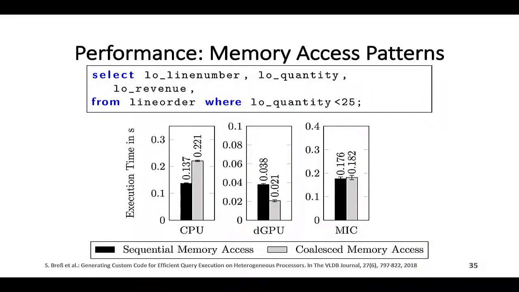Just to give you an intuition of the impact on performance: if we compile a very simple SQL query to executable code and use once the sequential memory access pattern and once the coalesced memory access pattern, what we can see is that on CPUs, the sequential pattern outperforms the coalesced memory access pattern by a factor of 2, and vice versa, the coalesced pattern also outperforms the sequential memory access pattern on a GPU by a factor of 2. So in this dimension alone, I can get an improvement of a factor of 2.